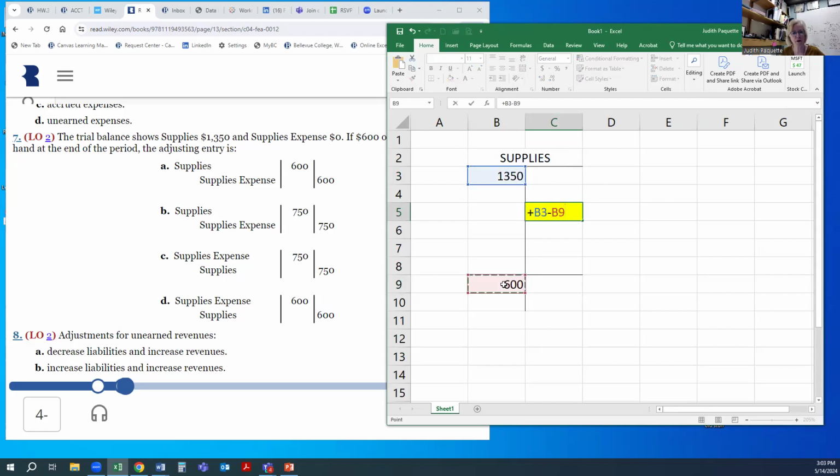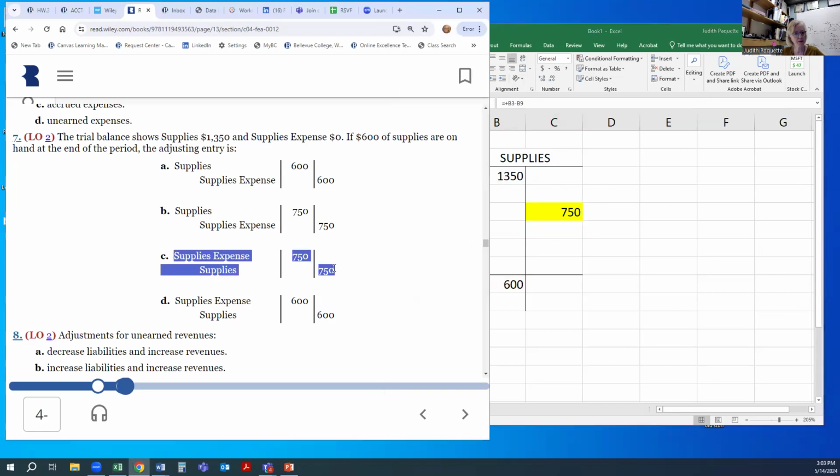And sometimes it's more complicated than that. Maybe there's extra numbers. So you always want to go back and test it. But the correct answer is debit supplies expense, credit supplies. Would they use the same wording if it increased instead of decreasing?